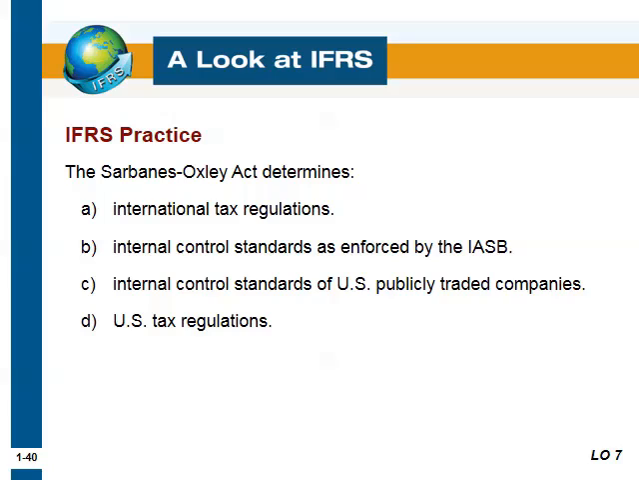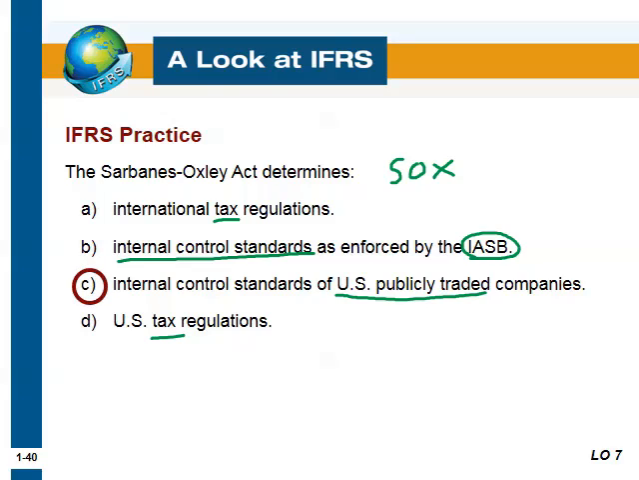In the Sarbanes-Oxley Act, remember we called that the SOX, the Sarbanes-Oxley, determines what? It has nothing to do with tax regulations, but it does have to do with internal control standards, but it's not related to the IASB. It's internal control standards for U.S. publicly traded companies, and has nothing to do with tax. So therefore, the answer is C.